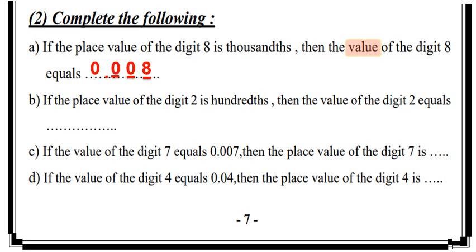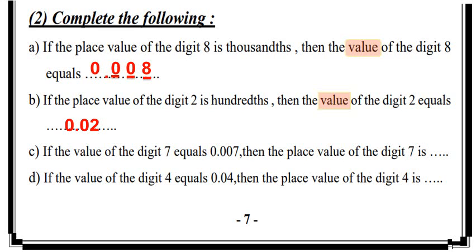In letter B, if the place value of the digit 2 is hundredths, then the value of the digit 2 equals dots. Here, the value of digit 2 means write the 2 with its zeros. Here, 2 is in the hundredth place. So we have here 2 dashes, write 2 from the right. So the answer will be 0.02 or 2 hundredths.